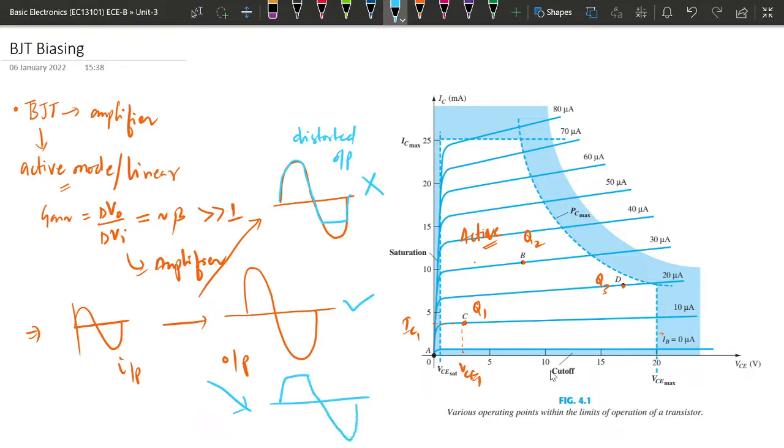Okay, so in the positive side this clipping is going to take place. Okay, so this distortion takes place if we have an operating point that is not the optimum operating point. Okay, so we need to decide what the optimum operating point is, and how we can set this operating point, we will see next.